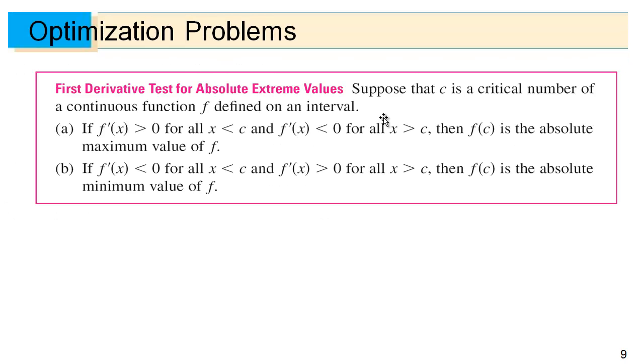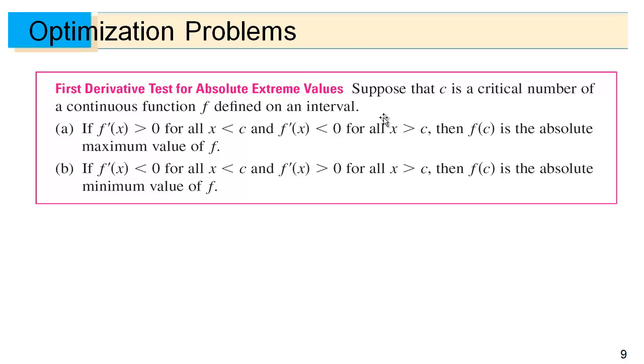Alright, the first derivative test for absolute extreme values. This is just a reminder, we've already seen this. Suppose that c is a critical number of some continuous function defined on some interval. If the derivative of the function is greater than 0 for all x less than c, and less than 0 for all x greater than c, then it's the absolute maximum, and the other case is the opposite.